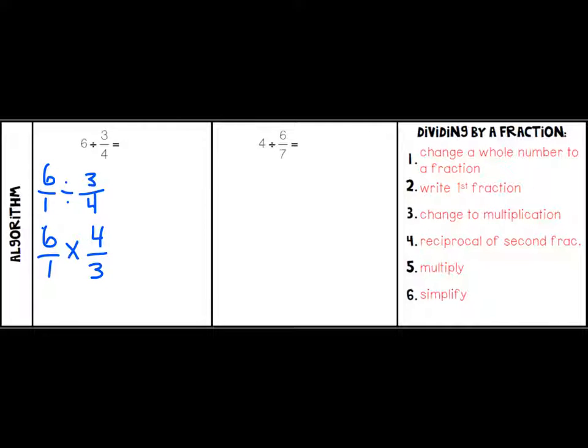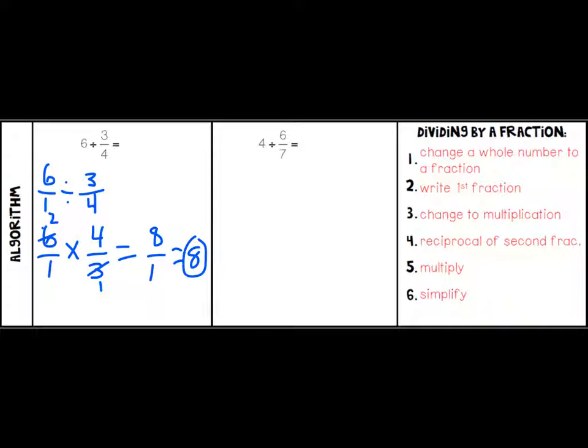Now before we start multiplying, right here in step 5, check to see if we can cross cancel, because that's going to save us some time. 6 and 3 both share a common factor of 3, so I can divide them both by 3. 6 divided by 3 is 2. 3 divided by 3 is 1. Now I can multiply. I can't cross cancel here because the only factor they share is 1. So 2 times 4 is 8. 1 times 1 is 1. 8 over 1 equals 8. So 6 divided by 3/4 is 8.